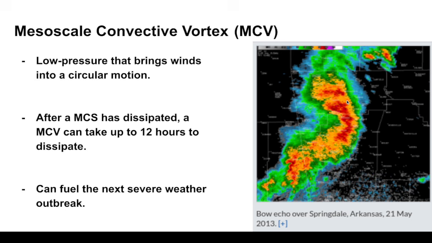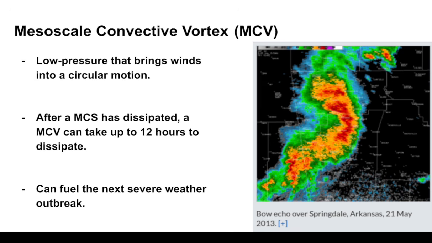An MCV, mesoscale convective vortex, is a low pressure that brings winds into a circular motion. An MCV will have a meso low, just a smaller surface low that will be behind the line of thunderstorms, and that is what can bring pretty strong winds behind the line of storms, which you just had a few days ago in Iowa, where there were wind gusts up to 45 miles an hour behind a line of thunderstorms. These usually happen after an MCS has dissipated, and it can take up to 12 hours or more for an MCV to also dissipate.